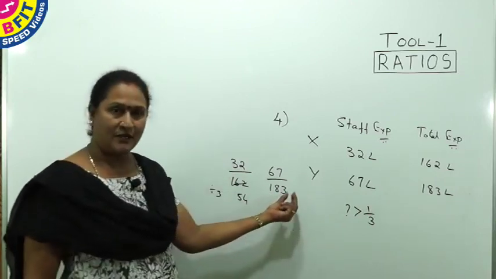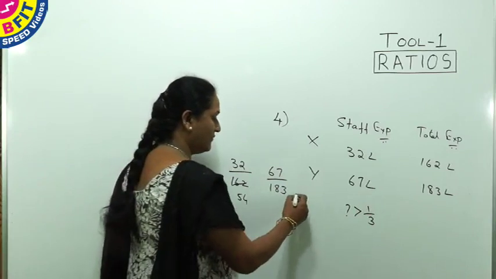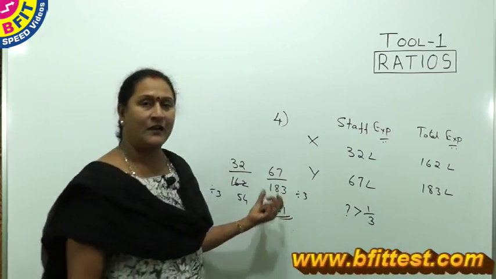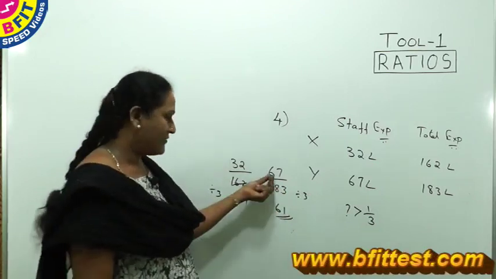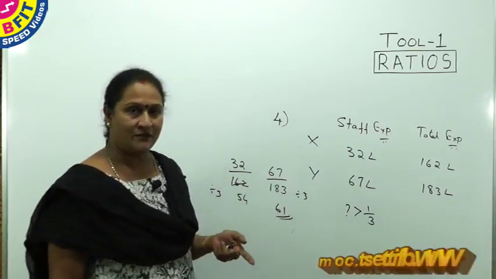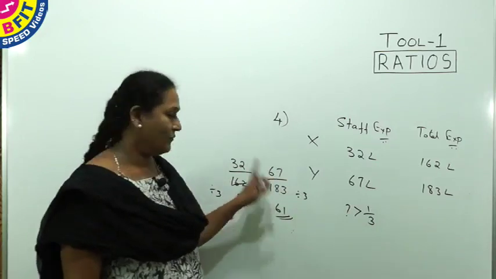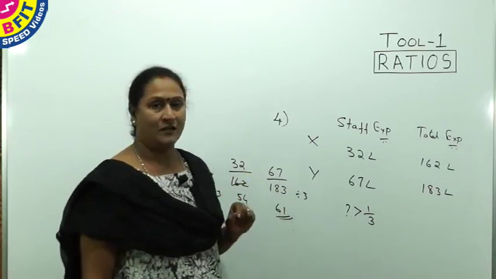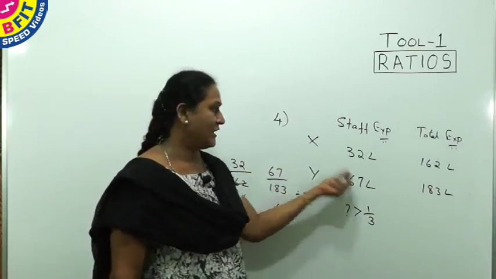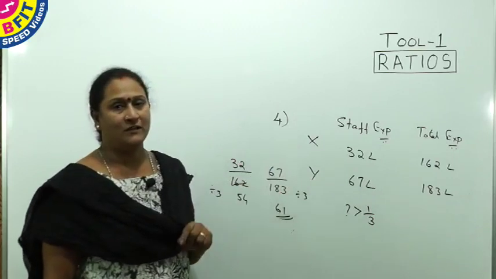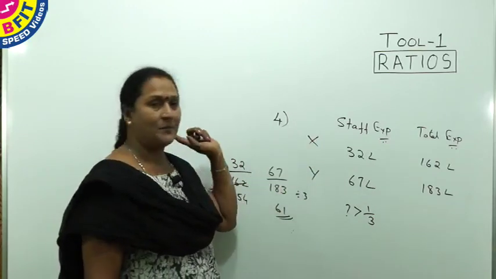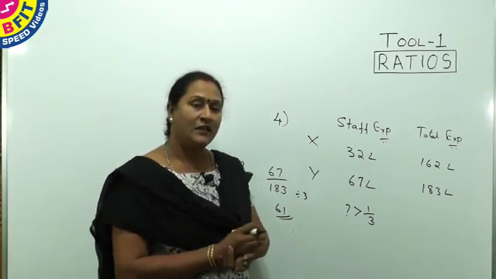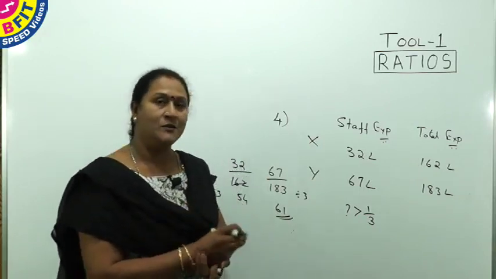Checking for company Y, divide the denominator by 3. So 1/3 of 183 is 61. And we have 67, which is more than 61. That is more than 1/3 of 183. So this fraction is more than 1/3, or for company Y, staff expenditure is more than 1/3 compared with company X. Now based on this, we will see a few examples which were asked in previous exams.